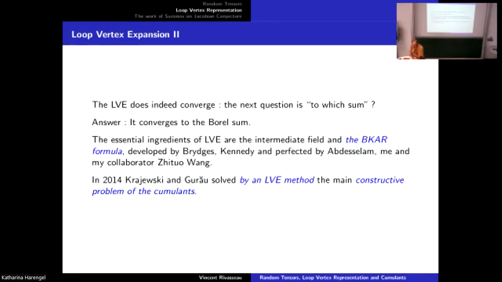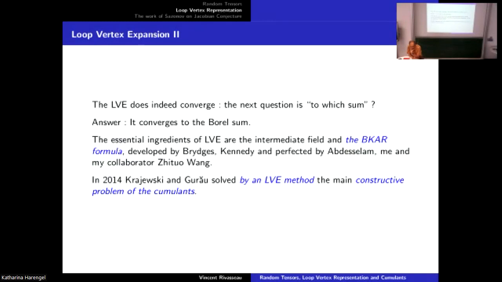intermediate fields, in physical parlance, the Hubbard-Stratonovich fields. And the BKAR formula, developed by David Brydges, Tom Kennedy, and perfected by Malek Abdesselam, me, and Zichuo Wang, who is in this room.